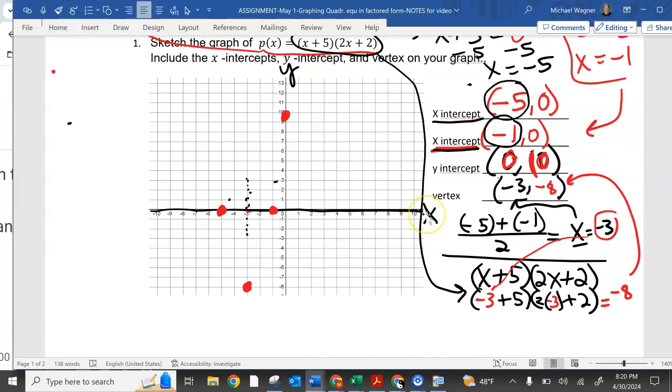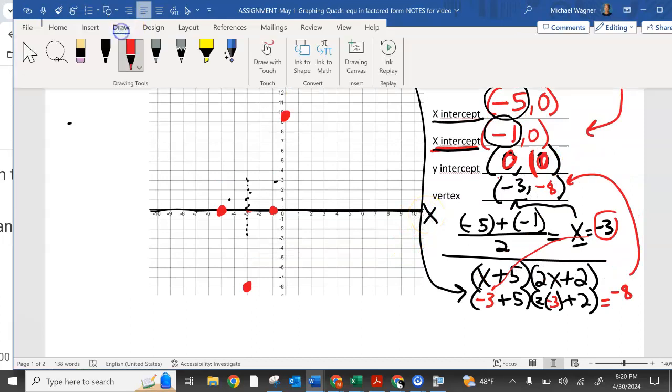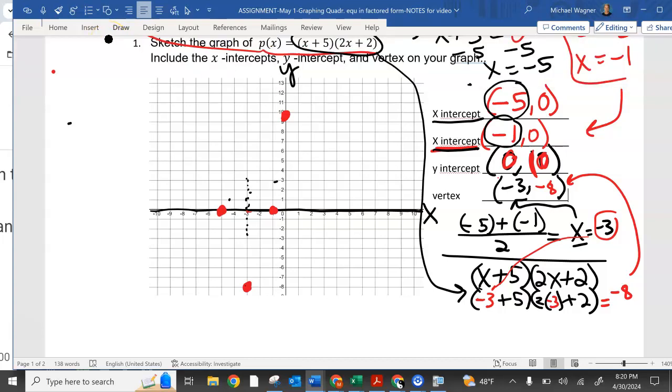So now we just have to finish the graph. We can start at the vertex and we go up this way like that. Okay, and then we go this way like that. And we are finished. That is the graph of this function right here.